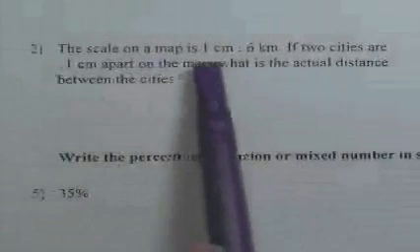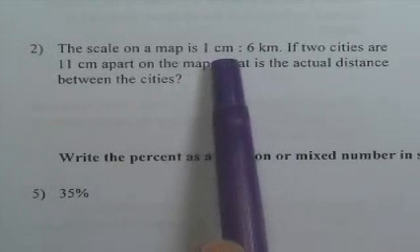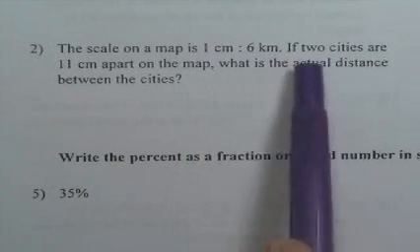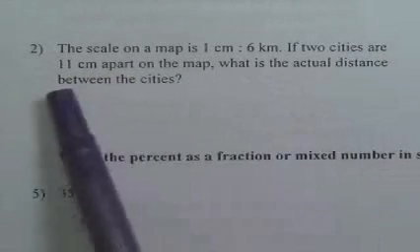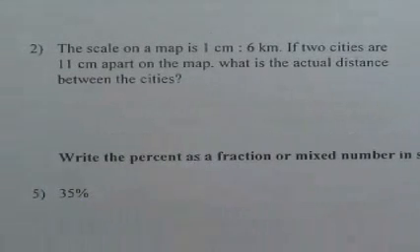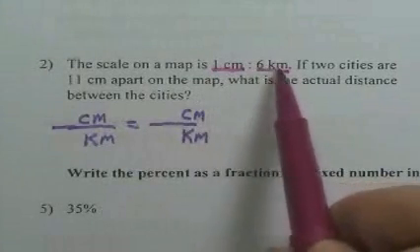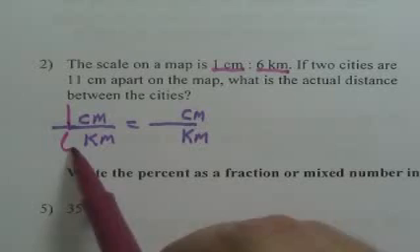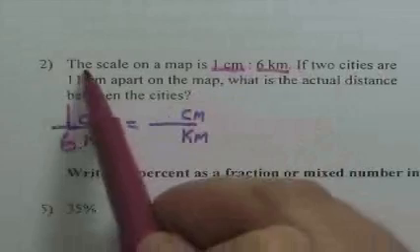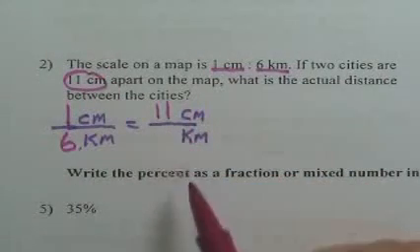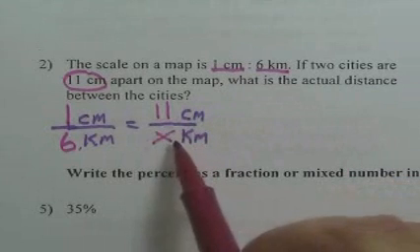It says the scale on a map is 1 centimeter is equal to 6 kilometers. So 1 centimeter on the map is 6 kilometers in real life. If 2 cities are 11 centimeters apart on the map, what's the actual distance between the cities? So what we have here is a proportion. 1 centimeter to 6 kilometers is as 11 centimeters is to what? We don't know this. It says, what's the actual distance in kilometers?